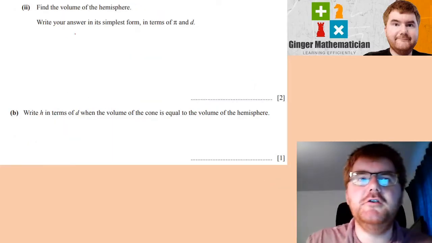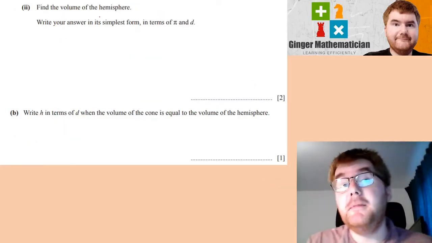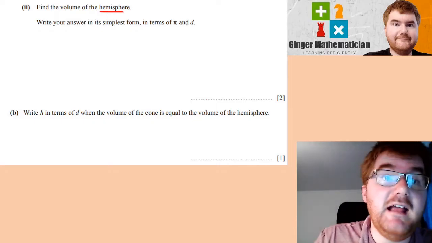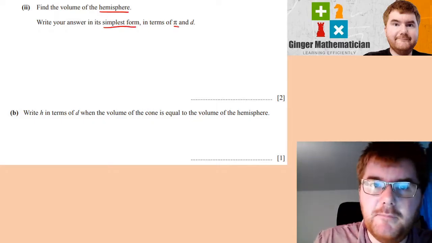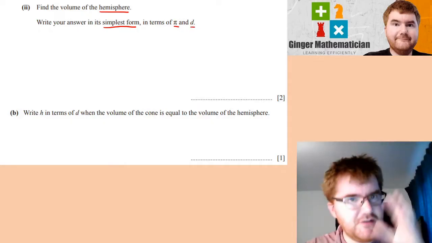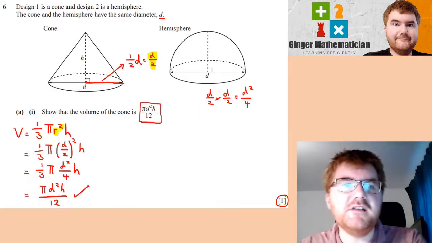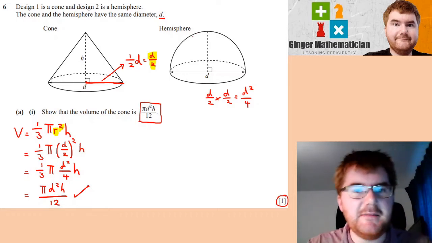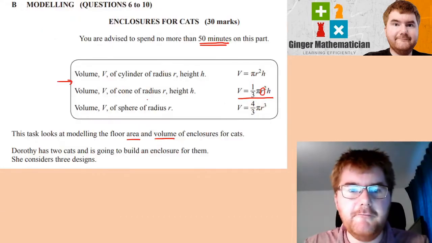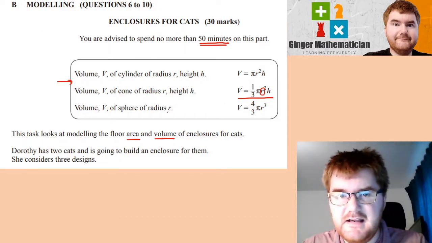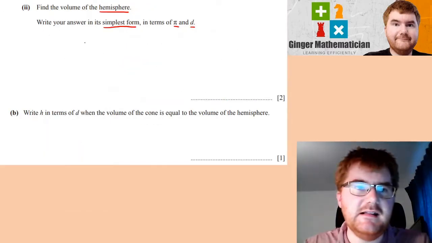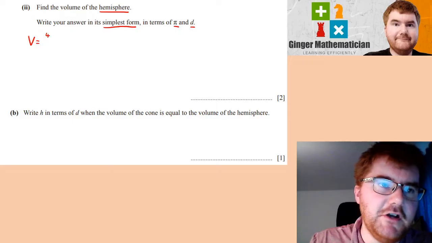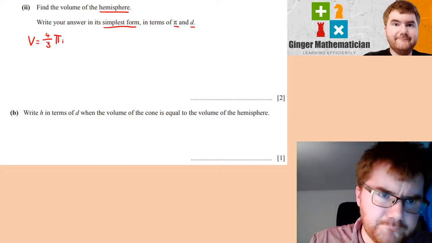Now in part 2, they want you to do a very similar thing, but this time for the volume of the hemisphere. We need to write it in its simplest form in terms of pi and d. So no h's, just pi and d. So if we go back, we're going to do the same analysis that we did before. Now the volume of a sphere, radius r, is v equals 4/3 pi r cubed. So let's write that in so the examiner knows what we're working with.